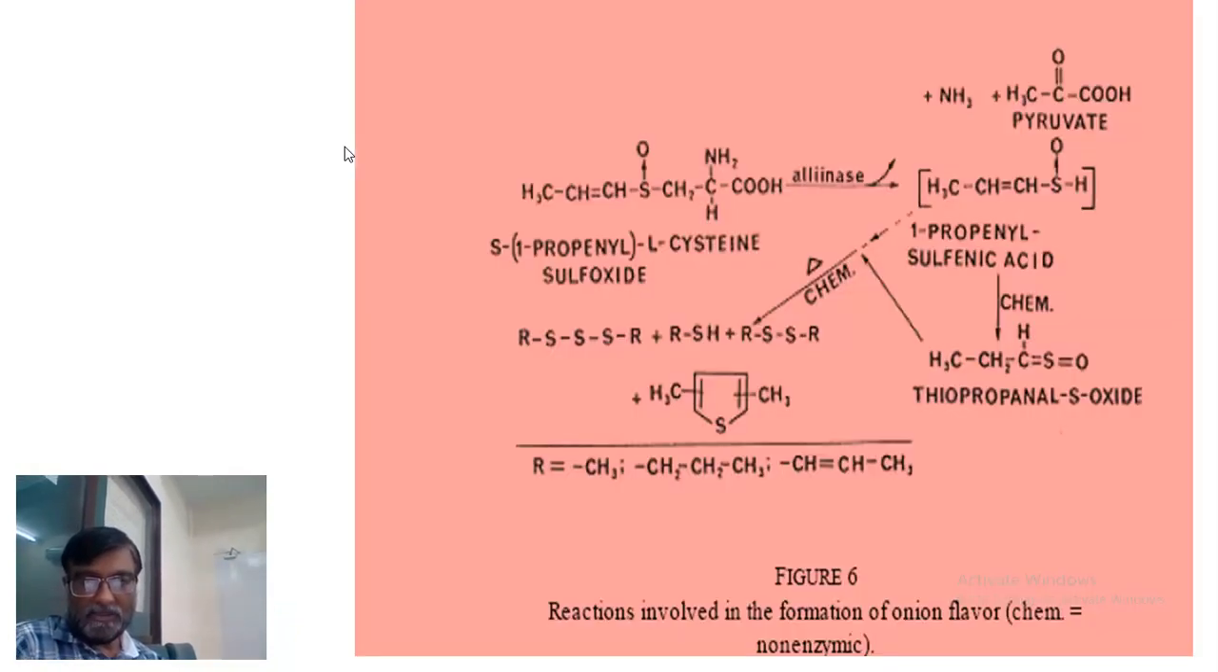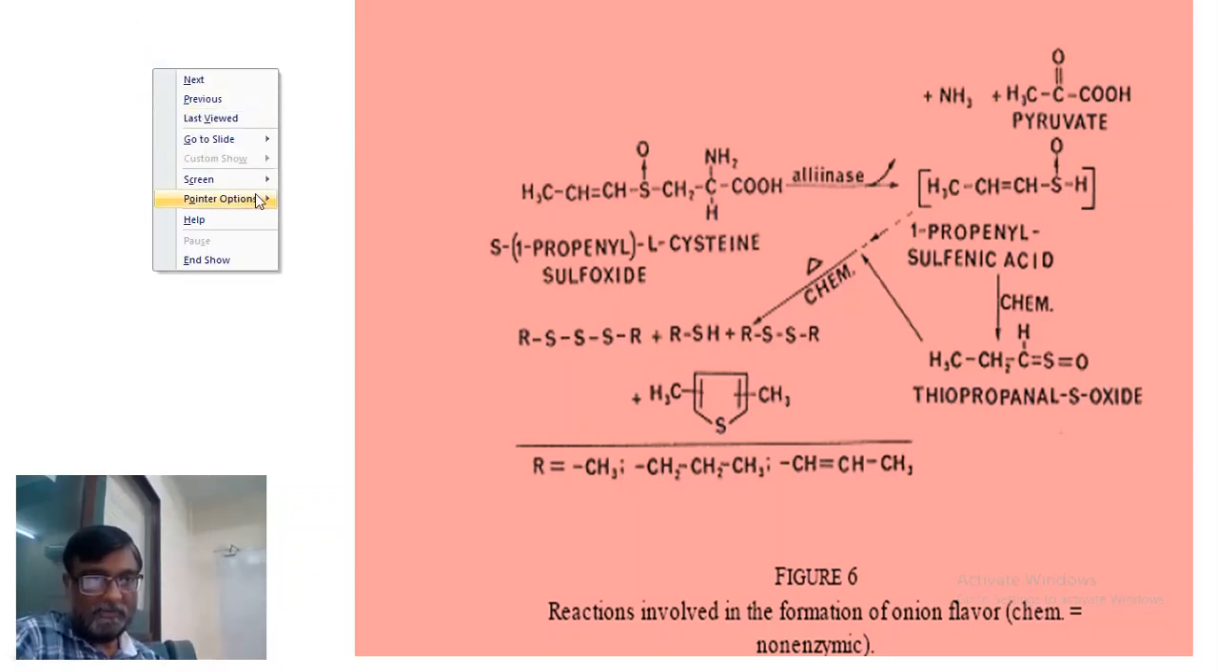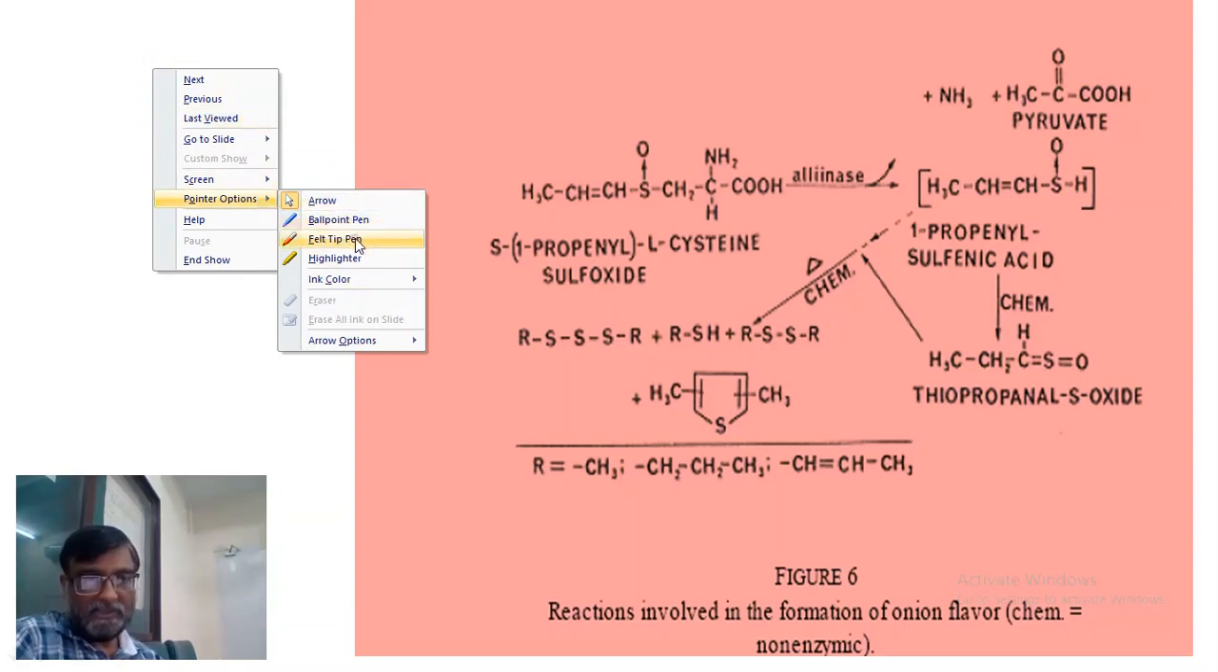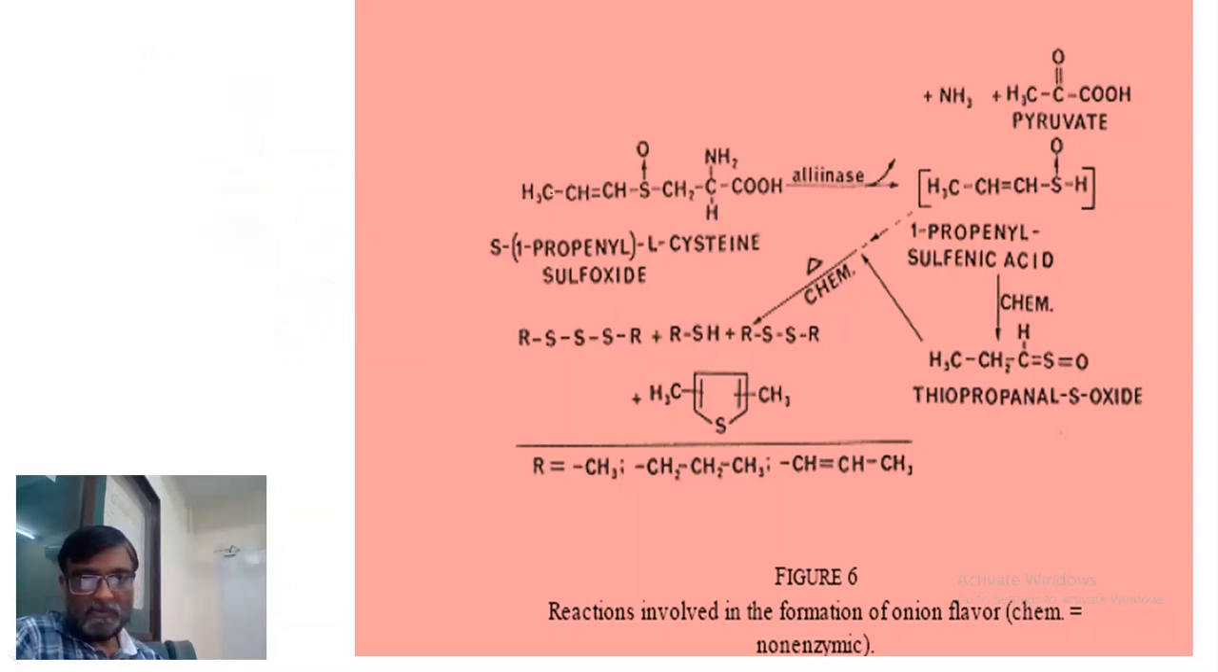So look at this reaction. I talked in the previous lecture about the L-cysteine amino acid and the formation of the sulfoxide, which is an important flavoring substance. Now we will be looking at the chemistry of that. So this is basically L-cysteine. It's an amino acid. You are well aware of the cysteine structure.